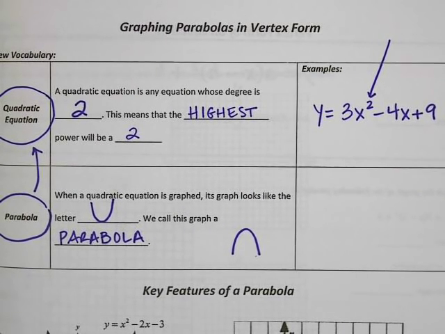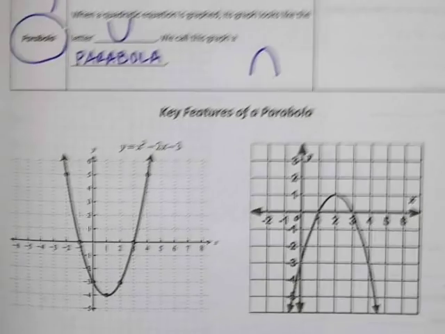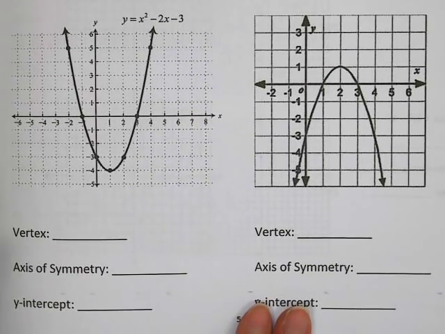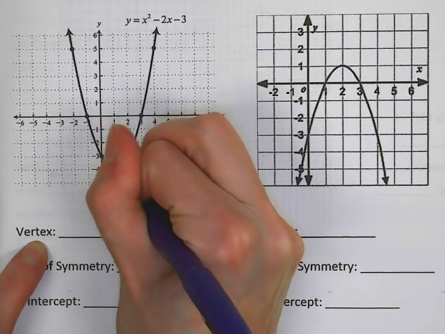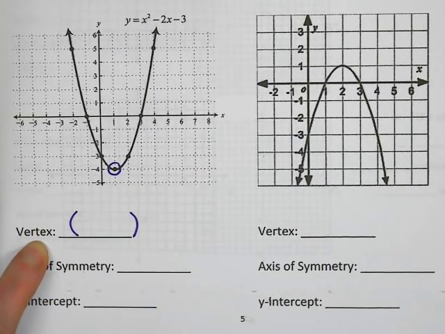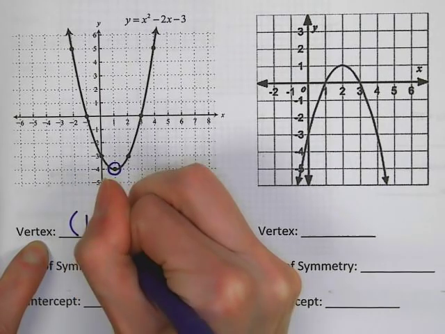All right, let's talk about some important features that every parabola has. It always has a turning point, which is the vertex. So the vertex is the turning point, and that would be right here, and you want to write it as an ordered pair. So the vertex would be (1, -4).